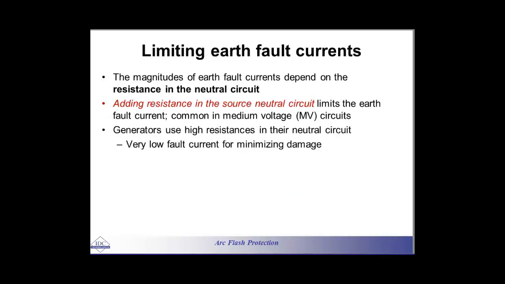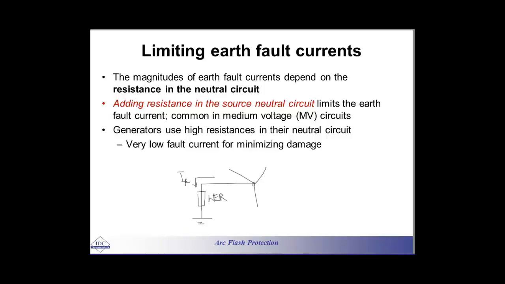If you are going to limit the earth fault currents, in that case, what you would do normally is that if this is a three-phase system, and if this is the neutral point, rather than directly connecting it to the ground, you will put a resistance in between. This is what we call the NER, neutral earthing resistor. So by means of this resistor, you are limiting the earth fault current that will come over here as a result of the fault in the system, right?